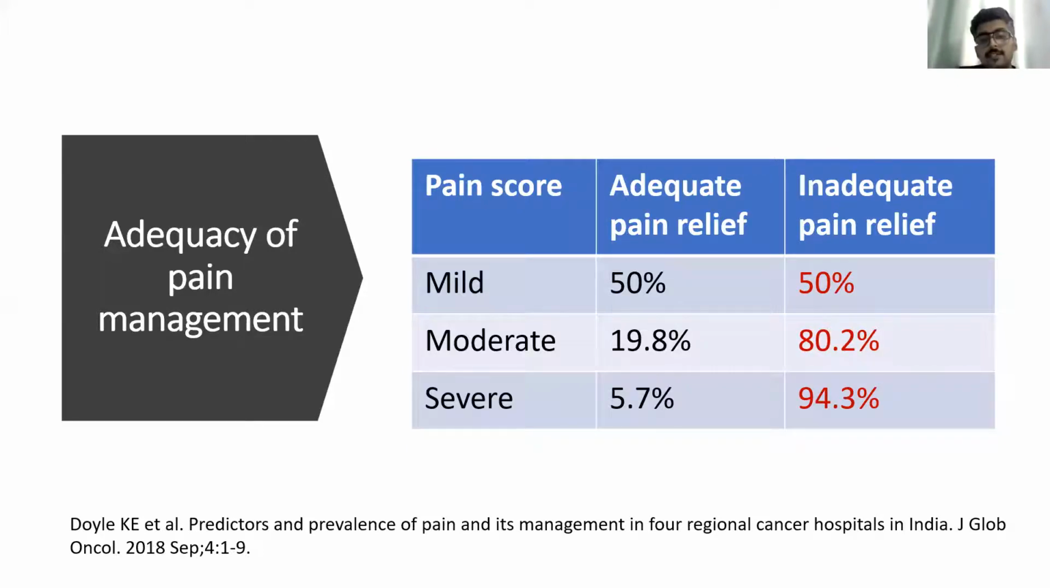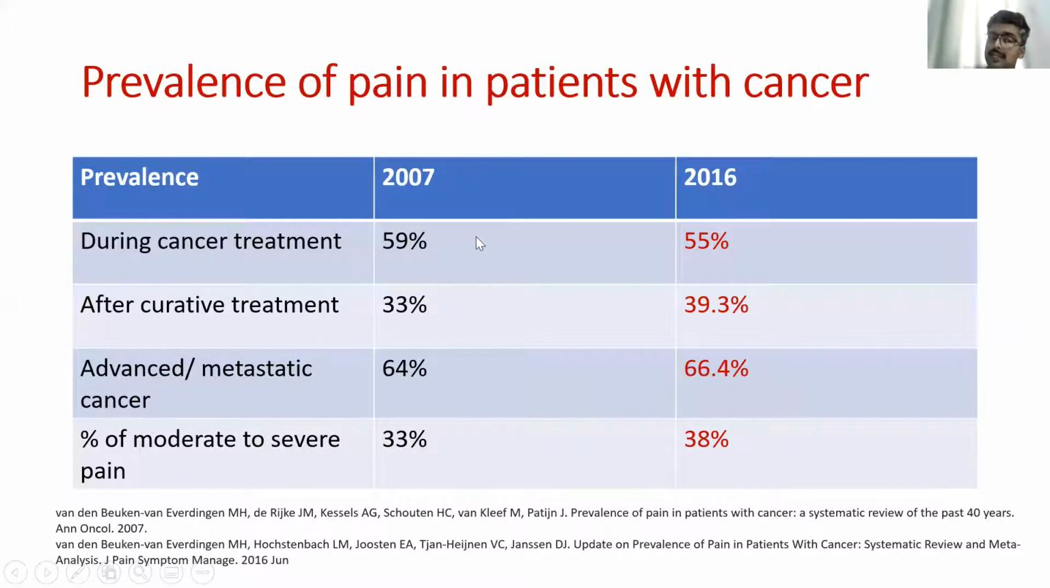In other words, around 94% of the cancer patients who are having severe pain are not getting adequate pain relief. The statistics that I showed you previously about the cancer pain present during various stages of cancer was from 2016. This was actually a follow-up study to another study that was published in 2007. So just compare these two data.